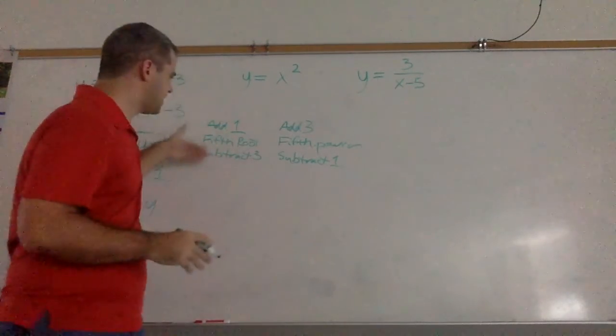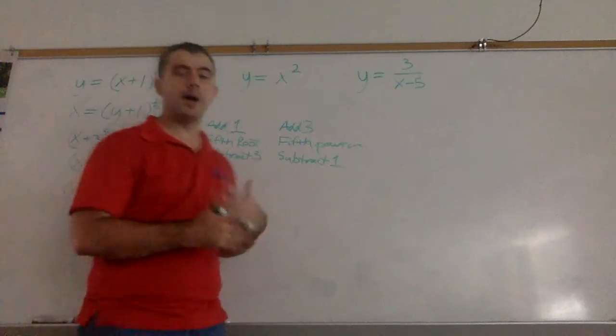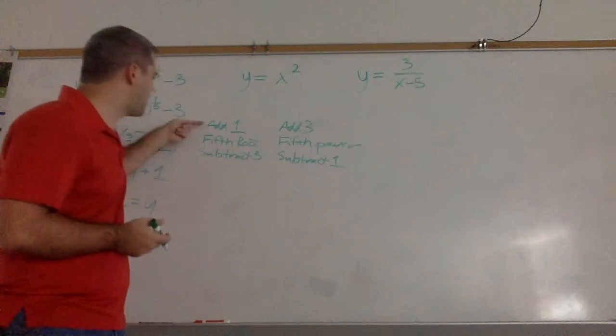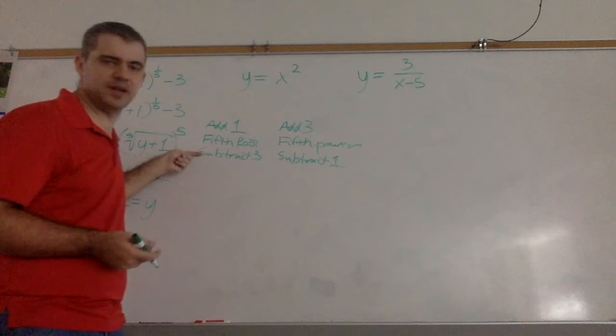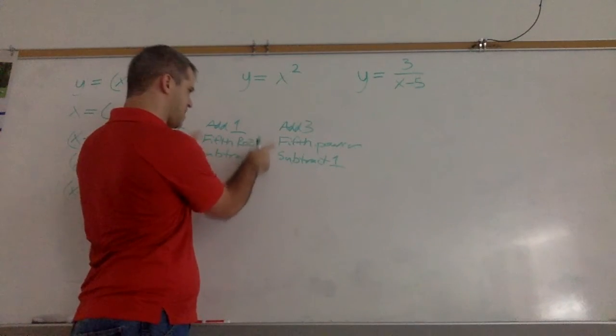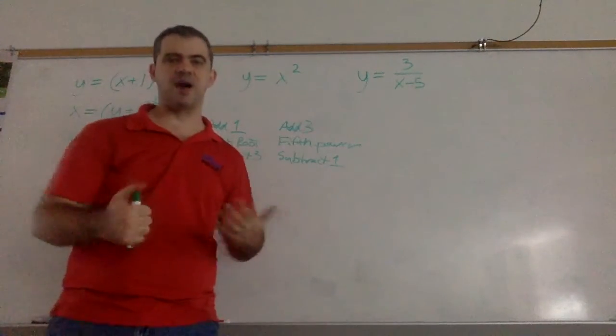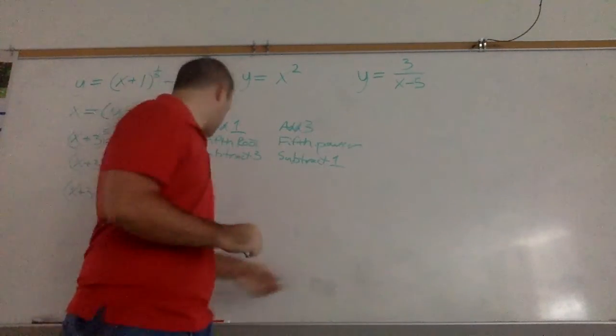Now, I'm not saying this is how you need to do the inverse. You can definitely do it algebraically here, but it should make sense. If I add 1, fifth root, subtract 3, then I've got to go backwards. Add 3, fifth power, subtract 1, to undo them in the opposite order. Okay?